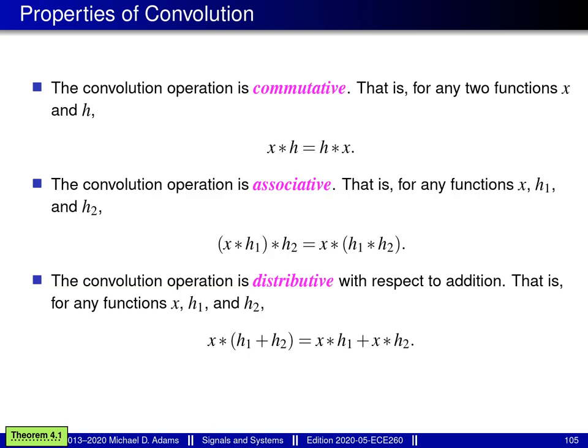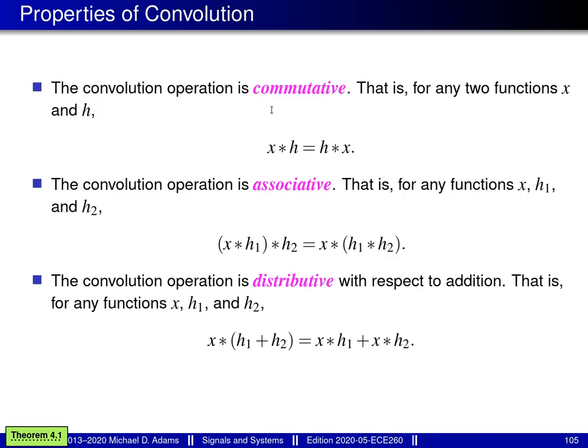Because convolution is of such fundamental importance, it shows up in many different situations, and in particular it often shows up in contexts that involve linear time invariant systems. So because of this, it's helpful to know some of the properties that convolution possesses, because knowing these properties can help us more easily deal with convolution. So on this slide I have 3 properties of convolution that I'd like to introduce.